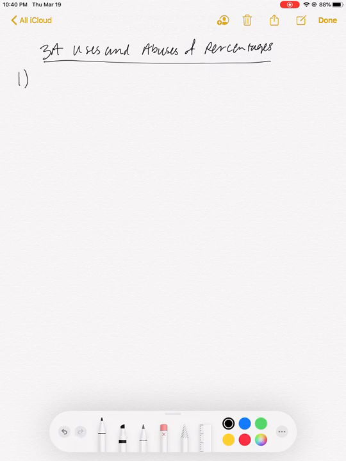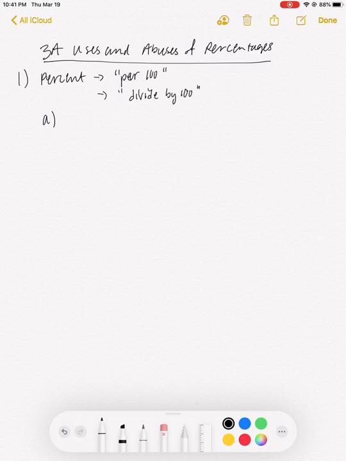So they begin with a definition of percent, which quite literally means per 100. The book also has a definition that a percent is divide by 100. So they're trying to handle percents in as basic a way as they can: divide by 100 or per 100. And they begin with a couple of exercises where we convert percents to fractions and percents to decimals, and then vice versa.